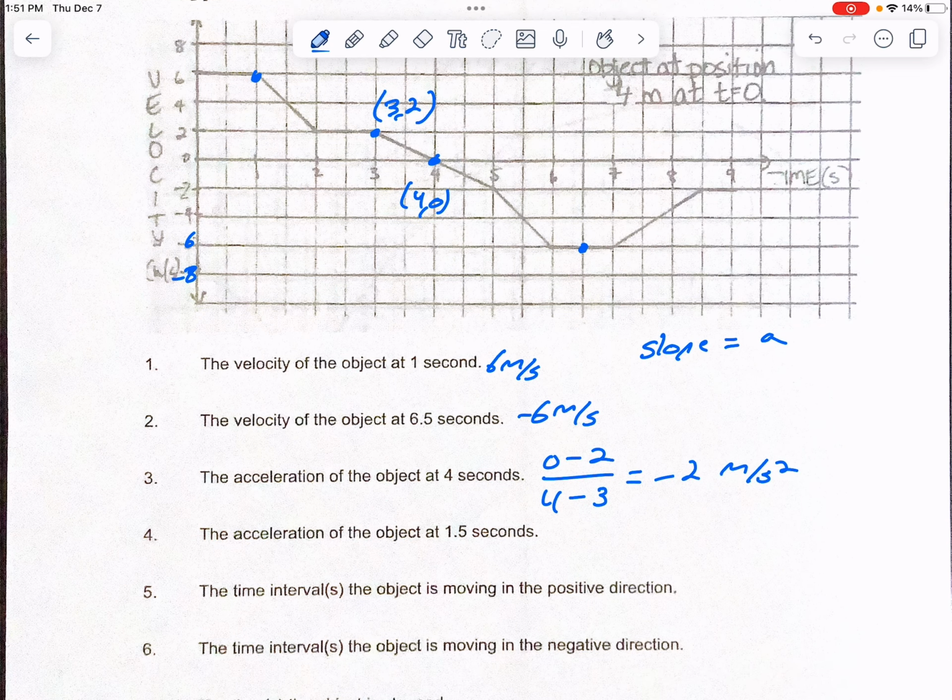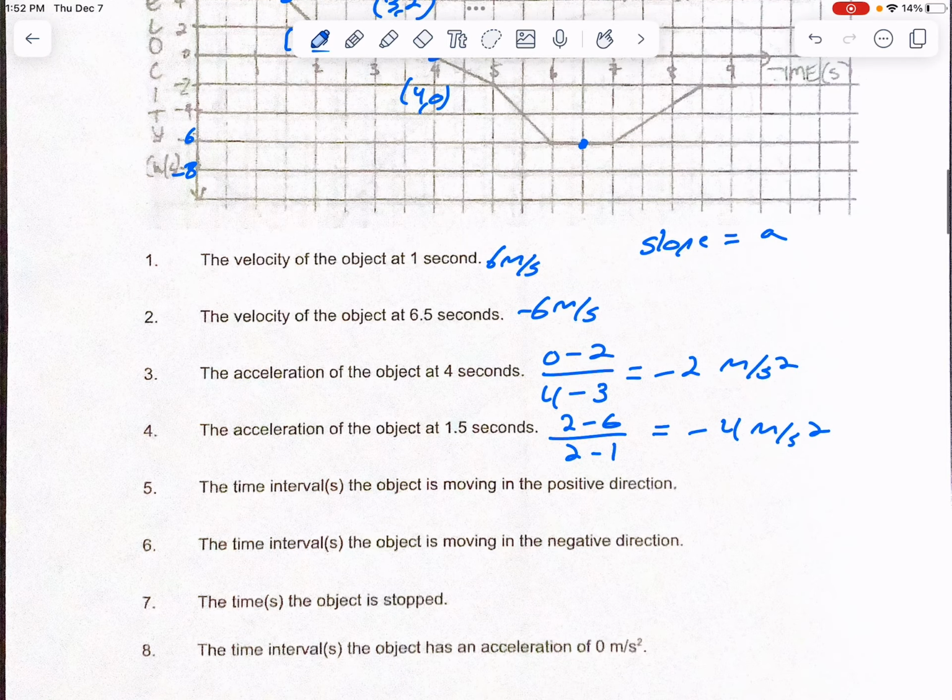The acceleration at 1.5 seconds, so now we're going to find the slope of this line. It doesn't matter what point you use. I think for mine I used 2, 2, and then 1, 6. Doesn't matter to me as long as we get the same answer. So you're going to do 2 minus 6 over 2 minus 1. You get negative 4 meters per second squared.